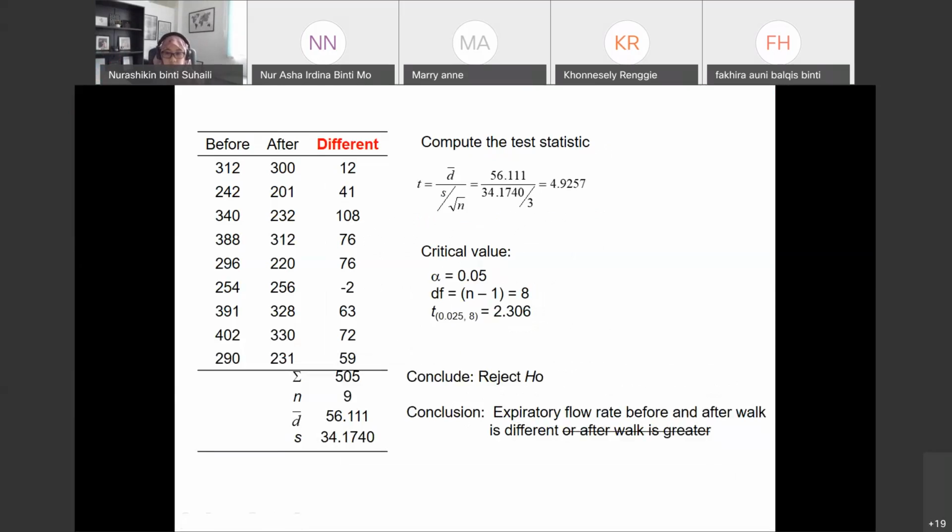You cannot say that mu1 is just different from mu2. You have to go back to the question. So in this case, it talks about the aspiratory flow rate before and after work, right? So that is the specific information. So that's why you have to be specific when you state the conclusion. You have to say back what the things are measured. The aspiratory flow rate before and after work is different.